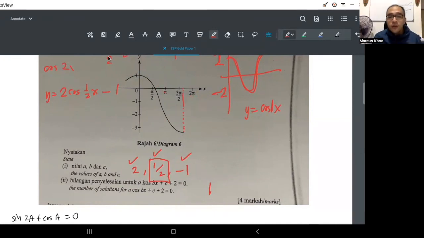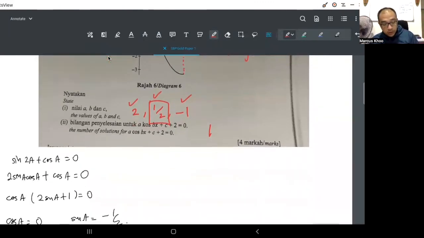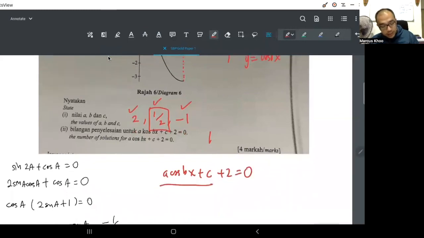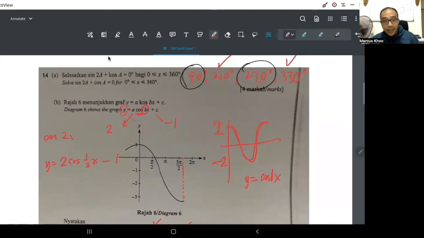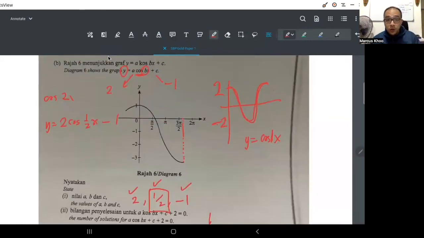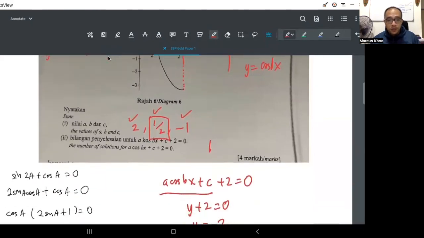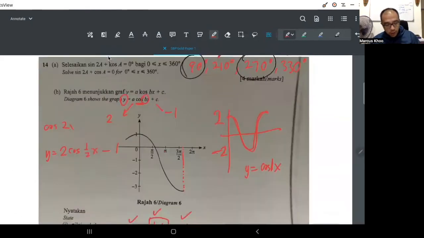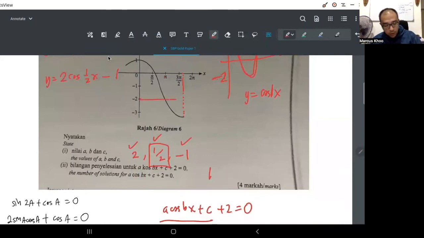Okay, number of solutions for a cos bx plus c equals 2. So a cos bx plus c plus 2 equals 0. Now we know that this is equal to y. So y plus 2 equals 0. We have to draw the line of y equals negative 2. If we draw the line of y equals negative 2, we are only going to get one solution.